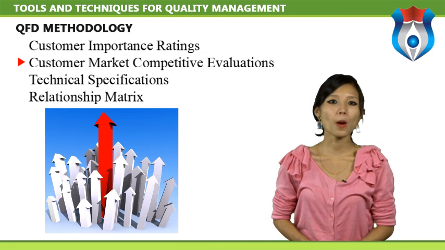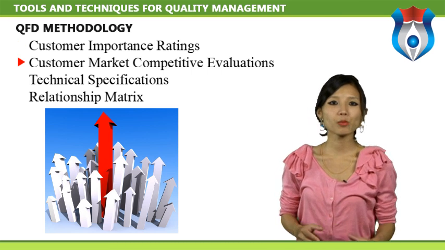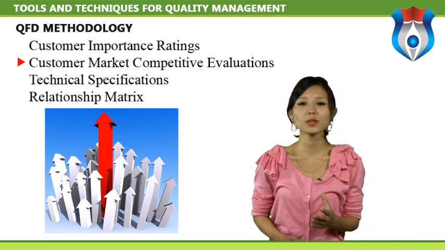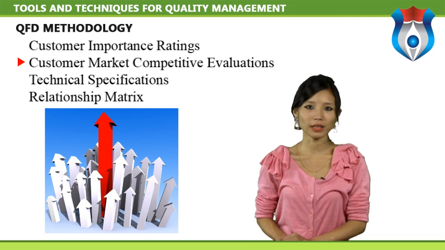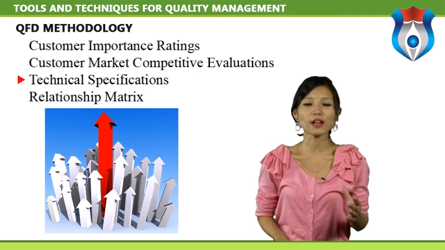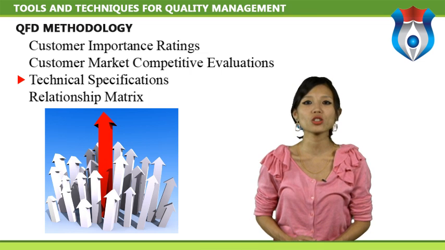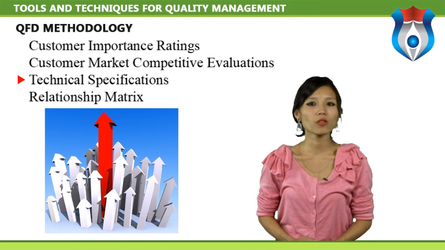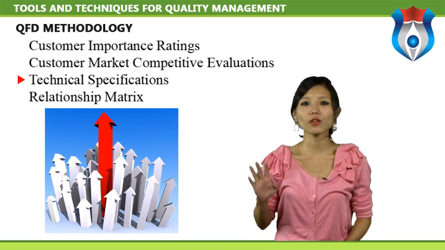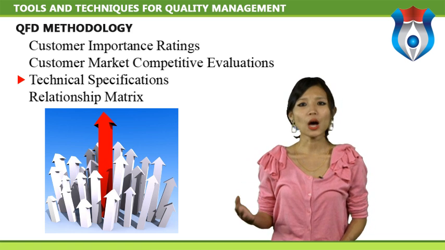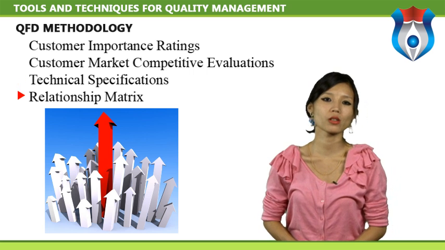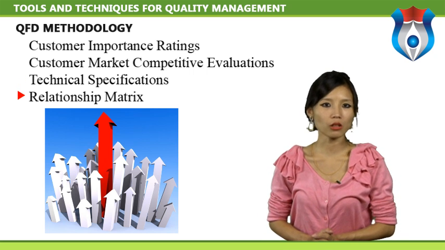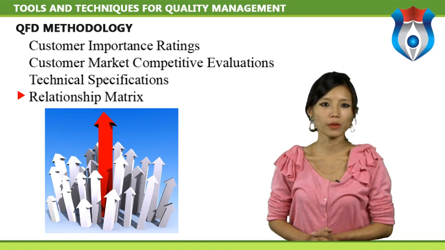Customer market competitive evaluation. In this block, a comparison is made by the customer between a company's product or service and similar competitive products or services on the market. Technical specification. They are the technical specifications that are to be built into a product with the intention to satisfy the CR. They are sometimes referred to as hows because they are the answer to CR. How can the requirements be addressed or satisfied? Relationship matrix. The relationship matrix is used to maintain the relationship between CR and design requirements.